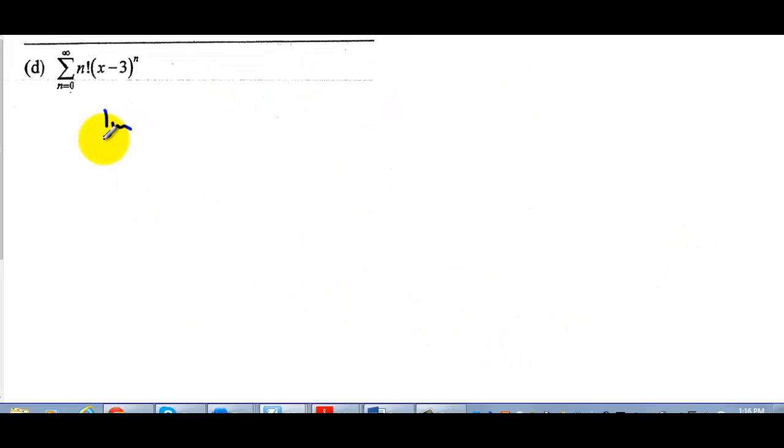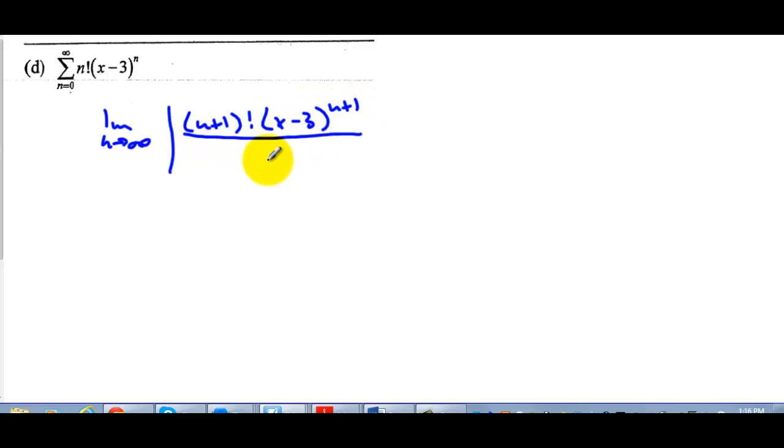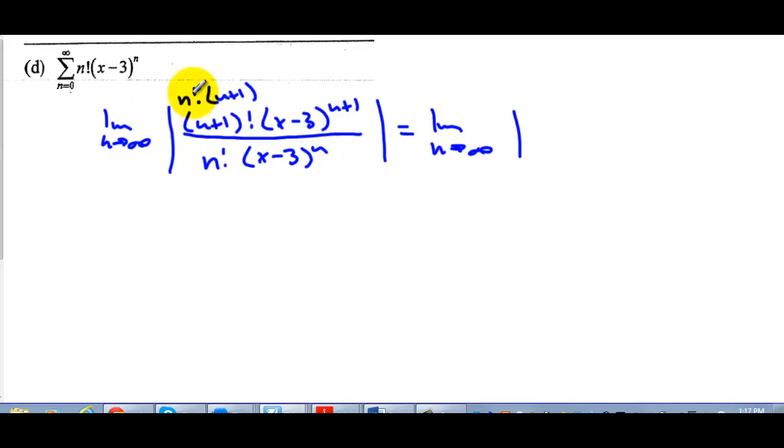We have the limit as n approaches infinity of the absolute value of n plus 1 factorial times x minus 3 to the n plus 1 over n factorial times x minus 3 to the n. That's equal to the limit as n approaches infinity of this right here. It can be n factorial times n plus 1. We can cancel out the n factorials. This will be n plus 1. There's an extra x minus 3 on the top.